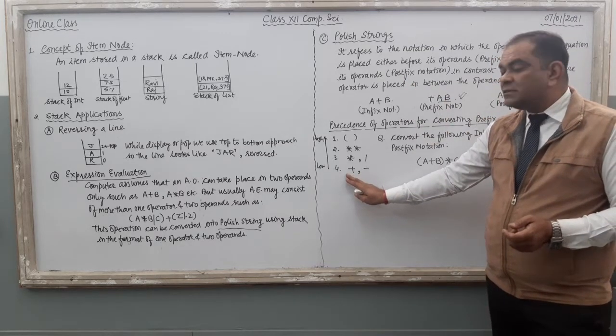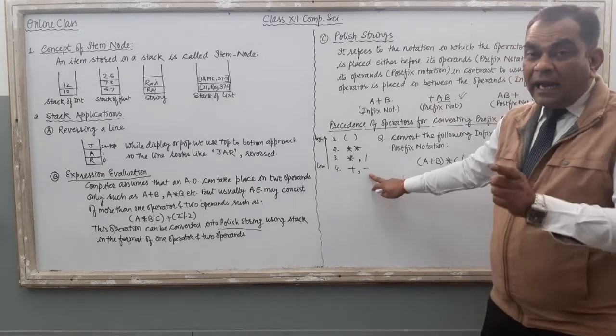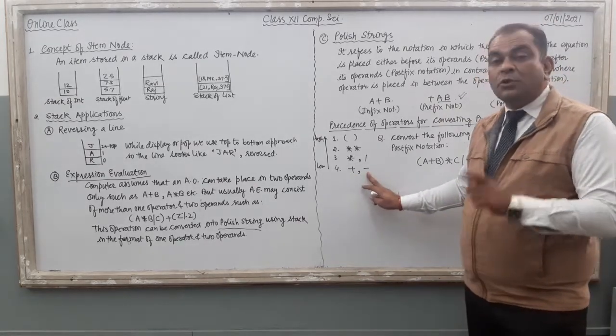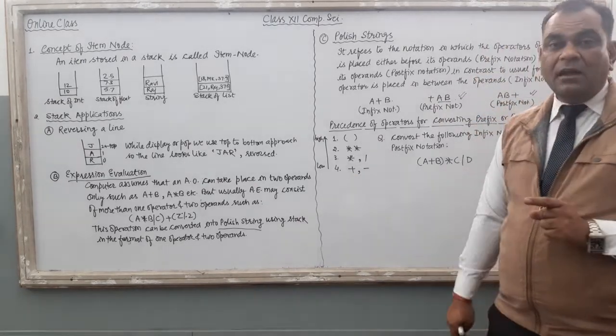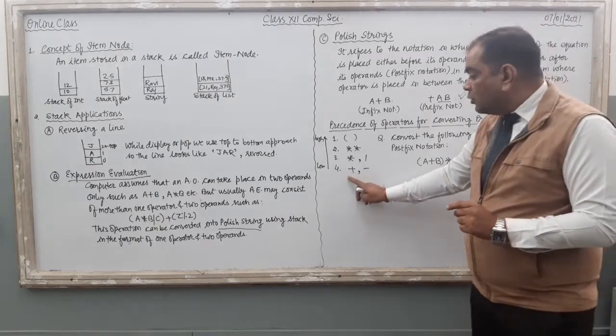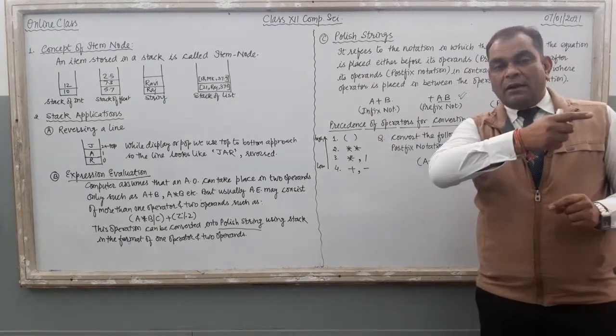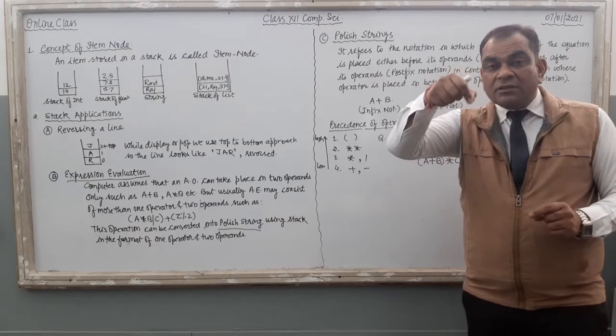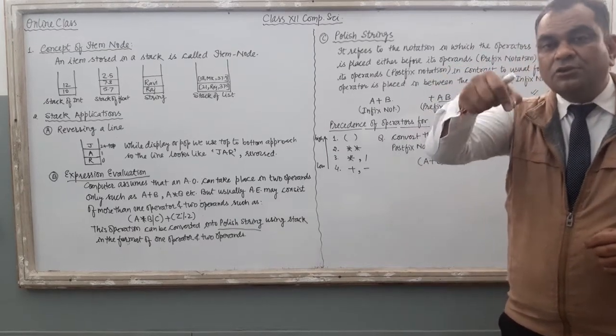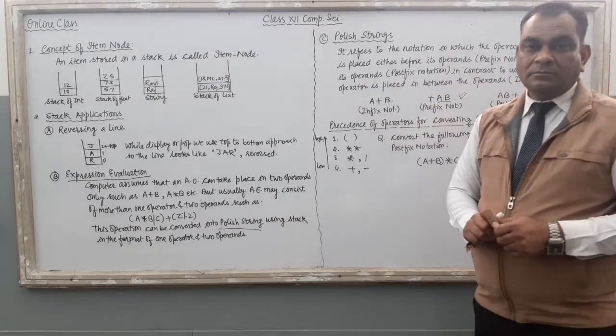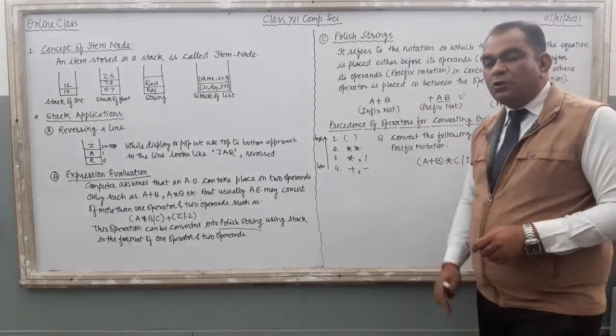Right? At the last, you have to solve plus and minus, and the same rule applies. Plus and minus both have the same precedence level, the same power level. So just follow the left to right rule. Which one comes first, you have to solve that one. Clear? So this is the basic rule to solve this equation.